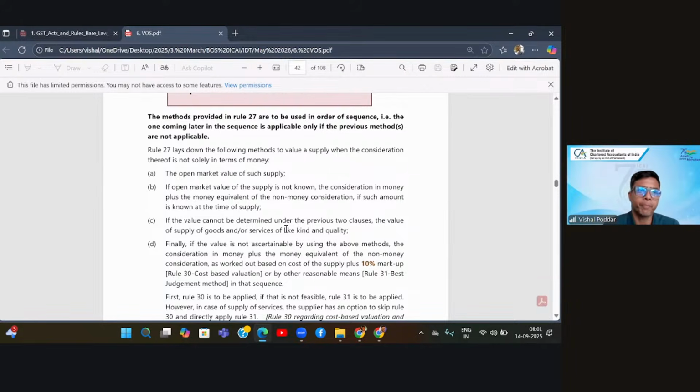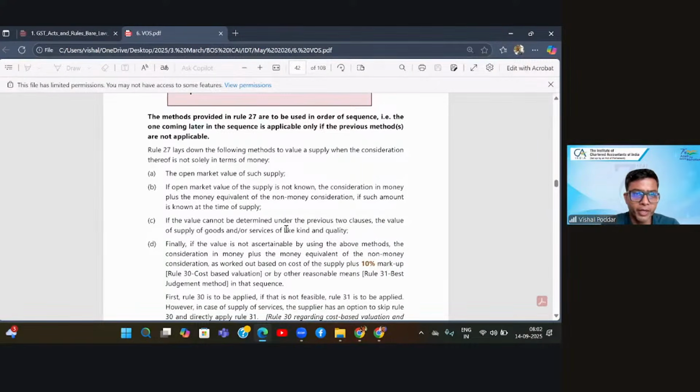Now you tell me, applying this whatever is given, A, B, C, D, how will you find out the value? Or what will be the value? As per A, as per B, as per C, as per D. Yeah, as per B. As per B. Okay.